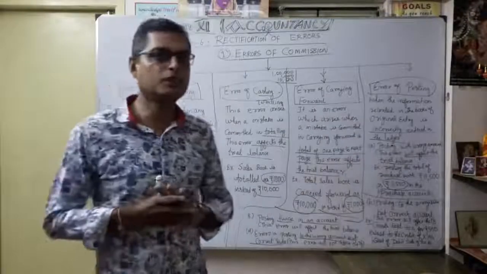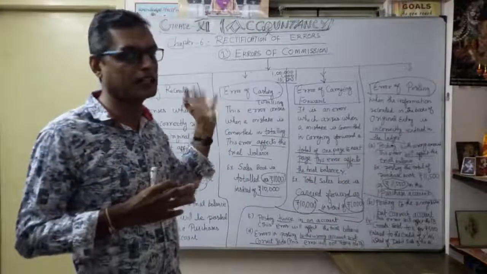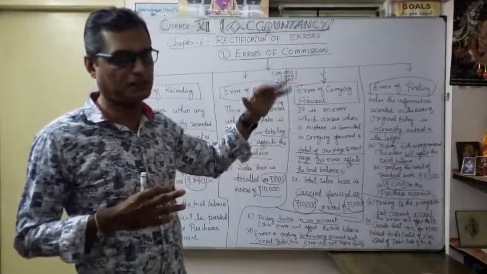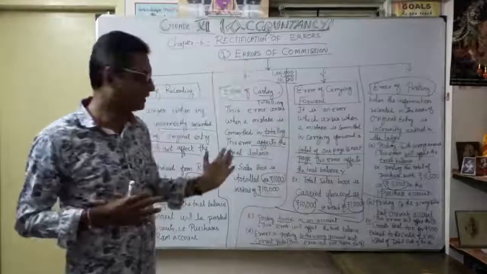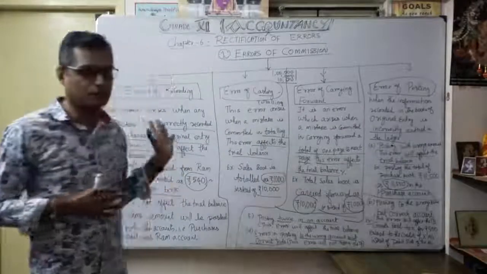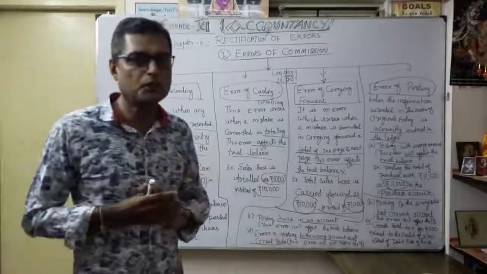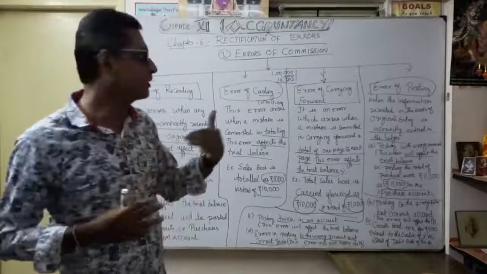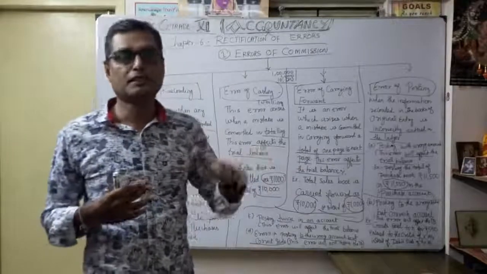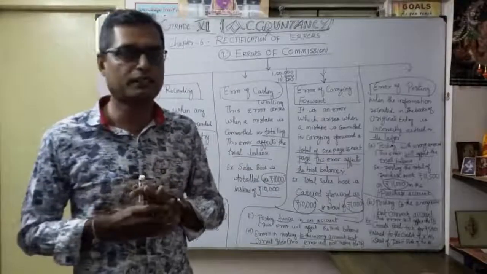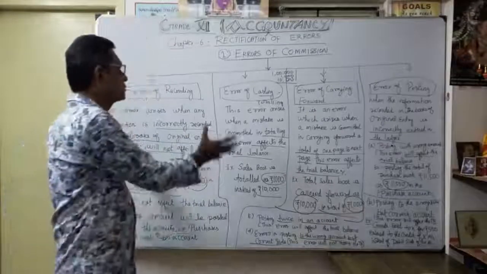Now I hope you understood the identification of the error and what the possibilities of error are under the head of error of commission, with examples. Just go through this video two or three times. Next session, we are going to discuss error of omission, error of principle, and then compensating error. I hope you understood this discussion.